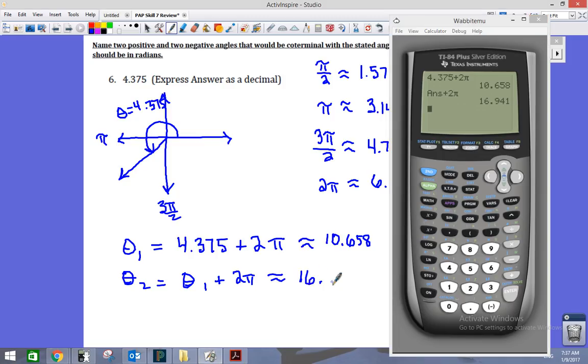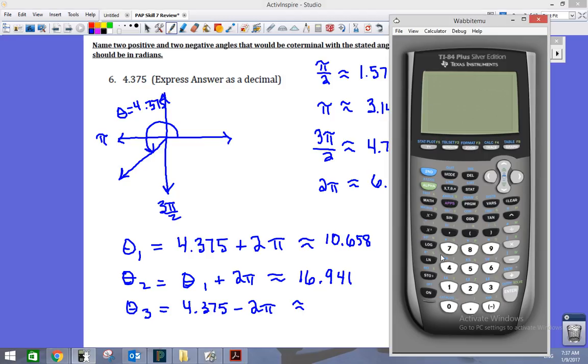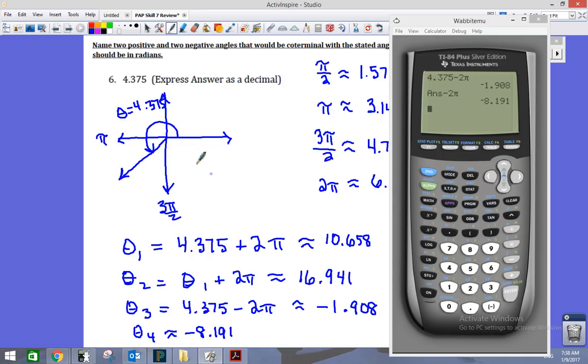So here's two angles to where all three of these angles are coterminal with respect to one another. Now I want a couple of negative angle measures. So let's subtract 2 pi. Let's let the calculator do the work. I get negative 1.908. Then subtract another 2 pi, and I'm getting negative 8.191.